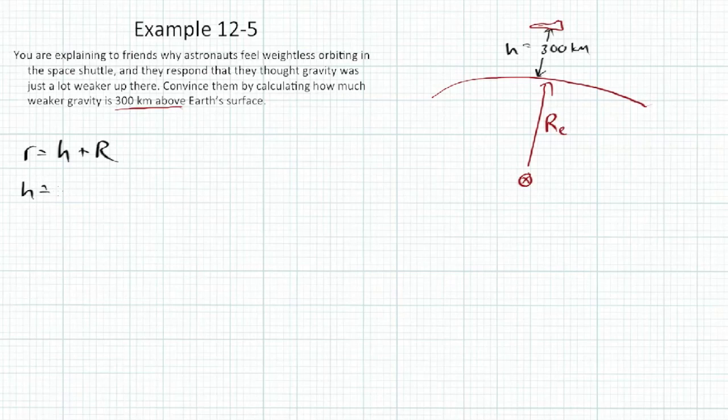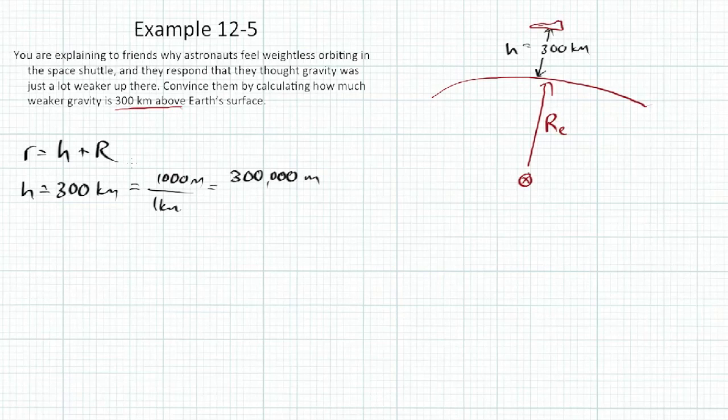Well, our height is 300 kilometers, and we need to convert that to meters. A kilometer is 1,000 meters, so we could probably do that in our heads. That would be 300,000 meters that our space shuttle is up above the Earth's surface. And we know the radius r because it's in our calculators.